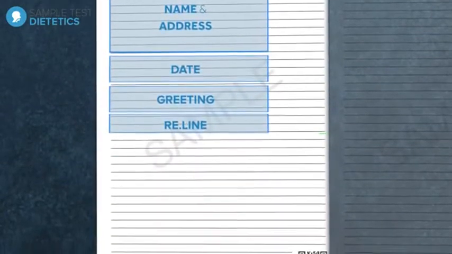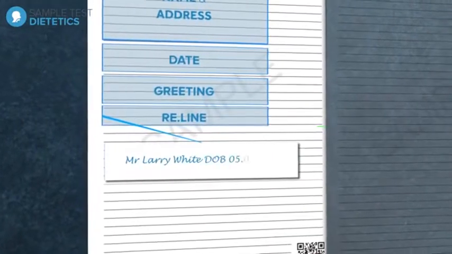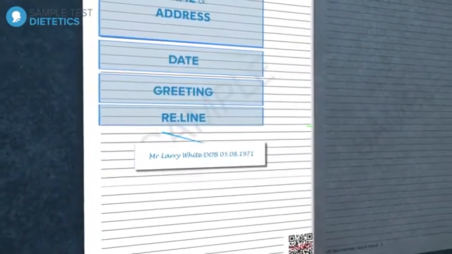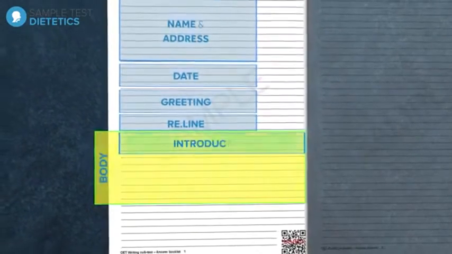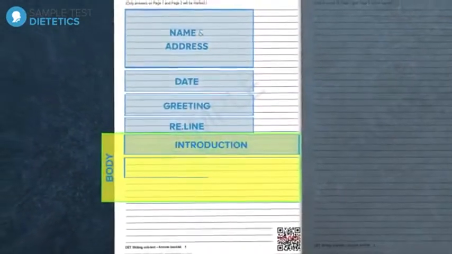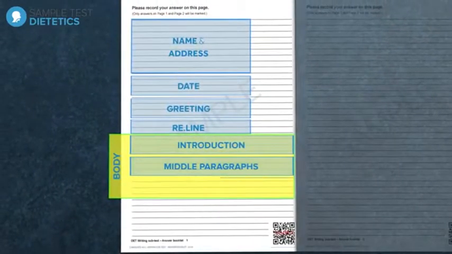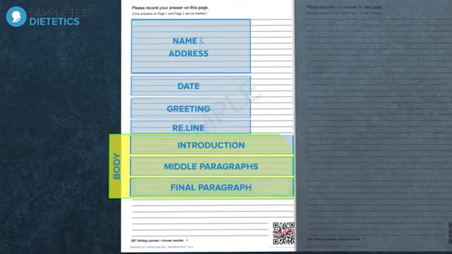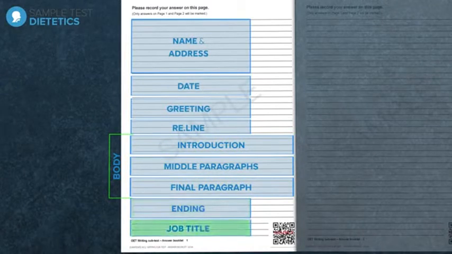So here the RE line is Mr. Larry White, date of birth 05/08/1971. Then will come the body of my letter, the paragraphs. The introduction, introducing the reason for writing, then the assessment paragraph, the first visit paragraph, and finally the current situation and plan paragraph. Underneath all of this, I will add my ending, yours sincerely, and finally my job title, dietitian.